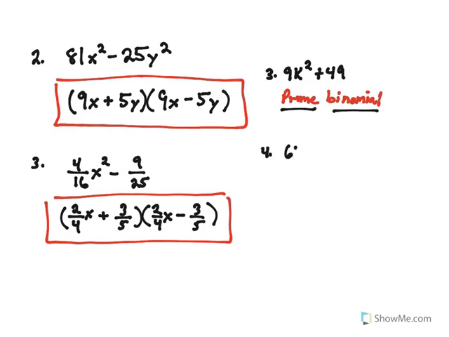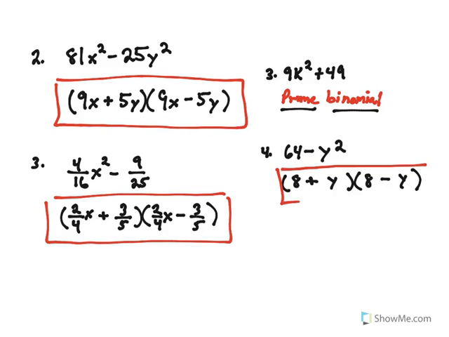Okay, so let's do another one. 64 take away y squared. All right, I look at 64. That is definitely a perfect square. So I'm going to go ahead and start filling in my parentheses. What times what is 64? It has to be 8. What times what is y squared? Well, it has to be a y. And then the signs have to be a plus and a minus. And there you have it. Okay? Let's do another one.